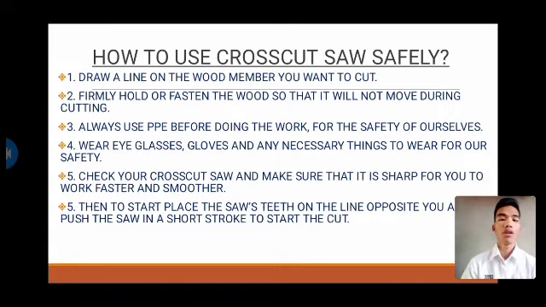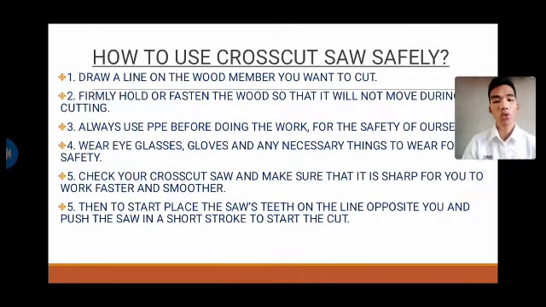Number 5 is that then to start, place the saw stick on the line opposite you, and push the saw in a short stroke to start the cut. Just push opposite you. This here is opposite from me, so I need to push. Push is forward, to start the cutting process.